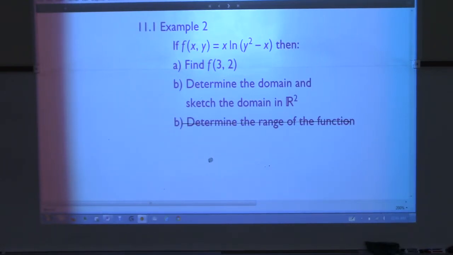Anybody have a picture of the domain yet? Okay.